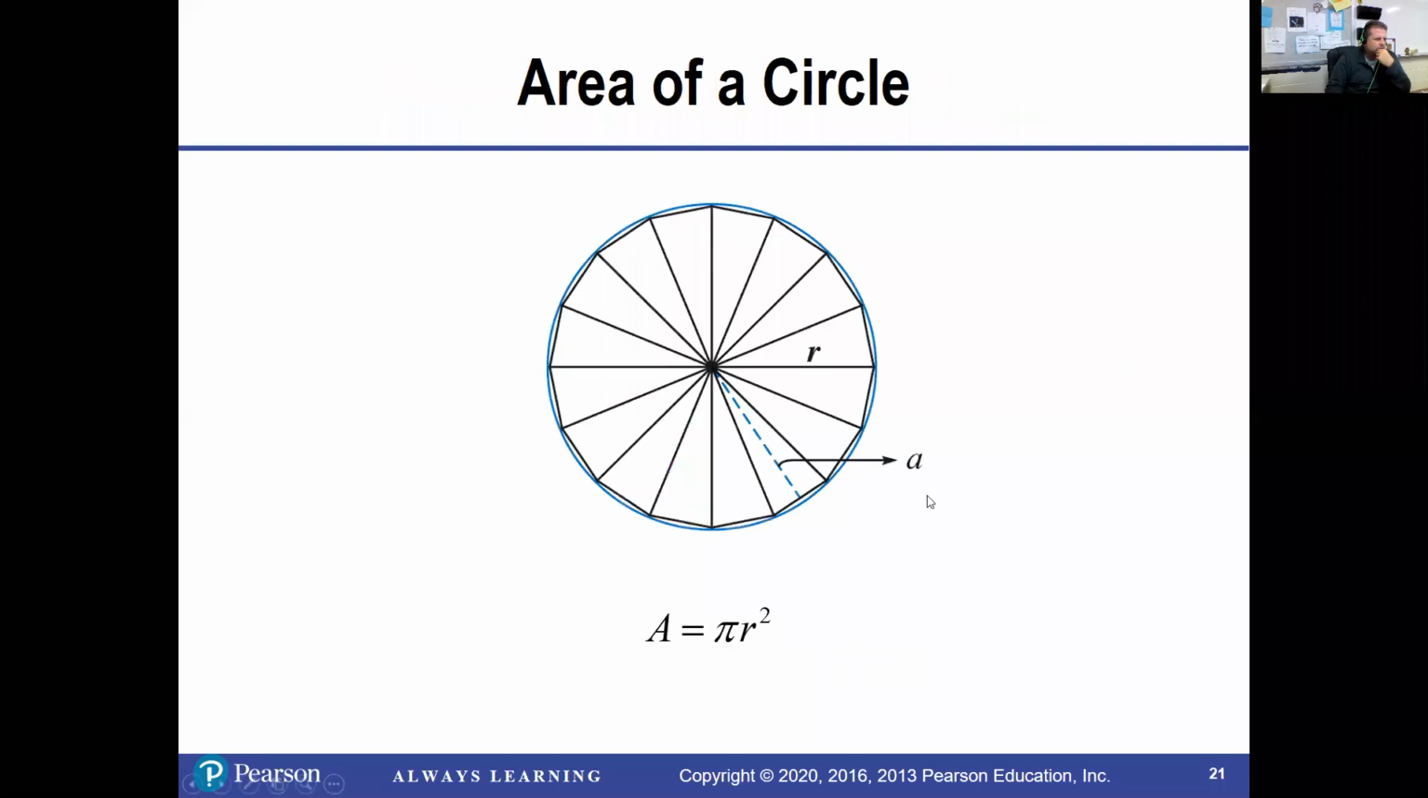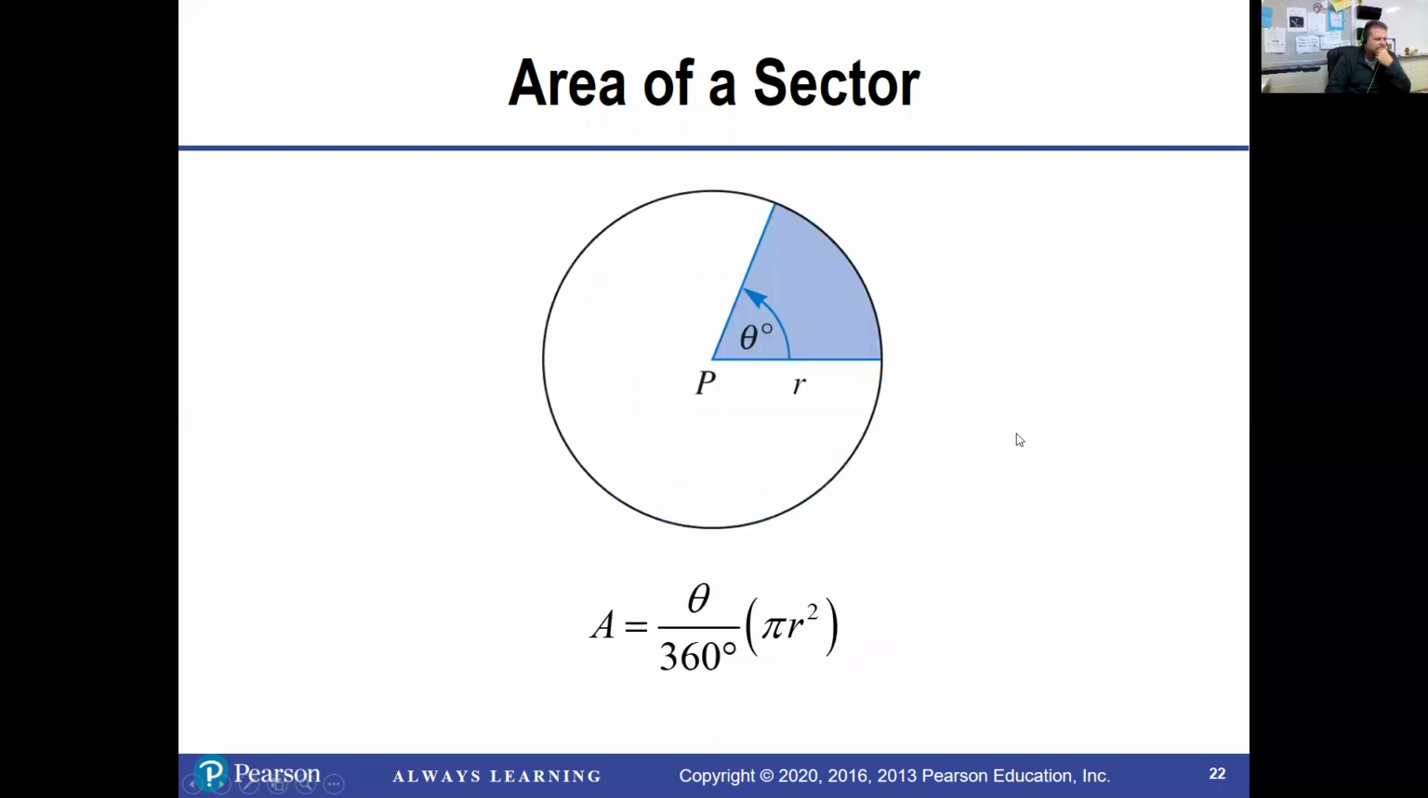So the area of a circle, pi r squared. Okay, one you got. Here you have the apothem, but I don't care about the apothem, talk about the radius. So it's radius squared times pi. And then the area of the sector, that's this shaded area here. We take the angle, that central angle, divide it by 360, and then multiply it times the area of the circle. In other words, we're taking a percentage of the circle and timesing it times its area.